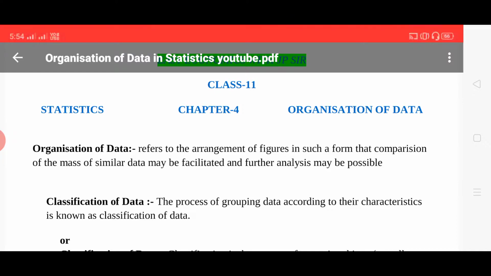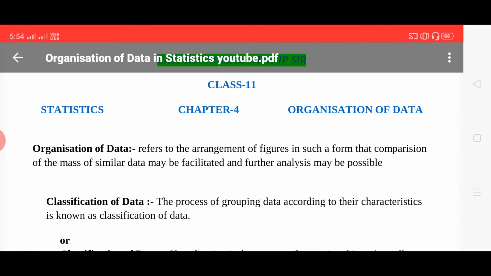We will discuss Statistics, chapter number 4, class 11, Organization of Data. In the last video, we discussed census and random sampling, the methods of collection of data. Now, we'll discuss organization of data.